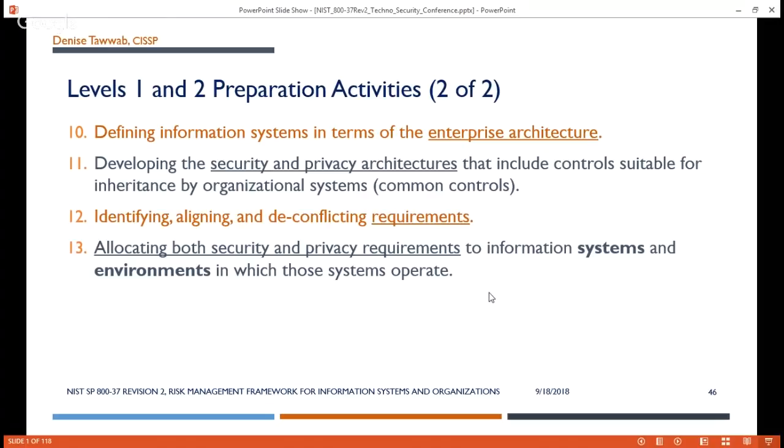And then you want to identify, align, and deconflict requirements. You want to allocate both security and privacy requirements to information systems and the environments in which those systems operate. So you want to know what you're protecting and why you're protecting it.